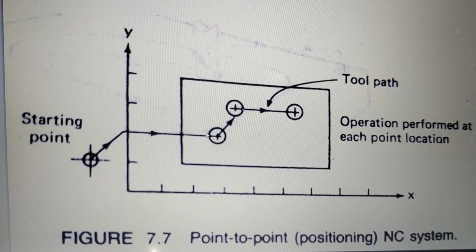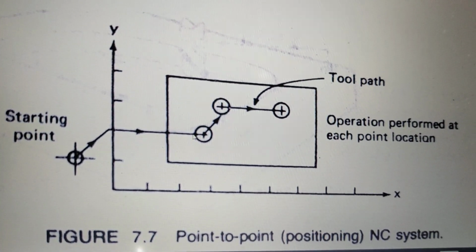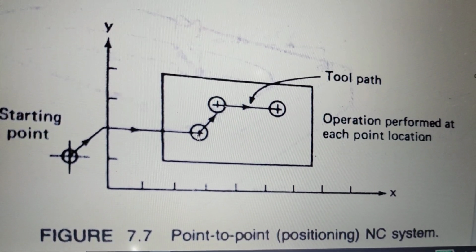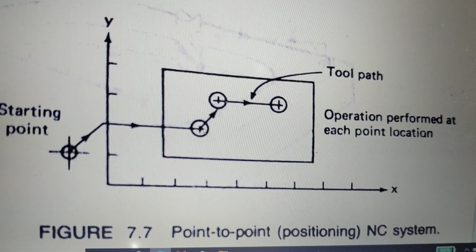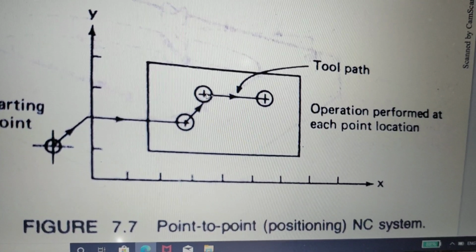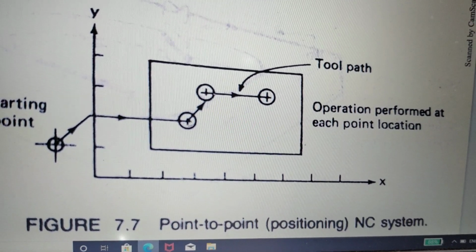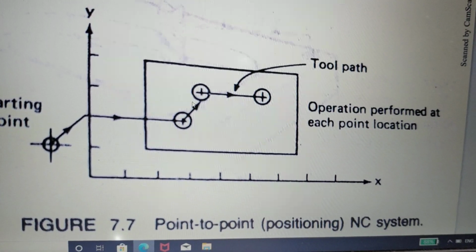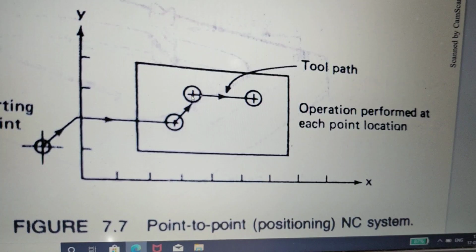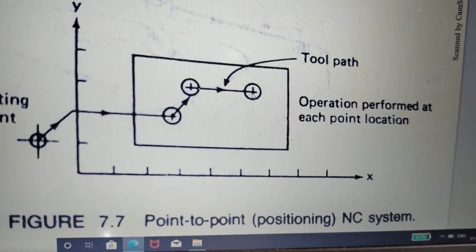In point to point positioning NC systems, you can see this control system is used to position the tool only at particular locations. Here, this location and this location, and no machining is performed between these two locations. Only the tool is positioned at the predefined locations.